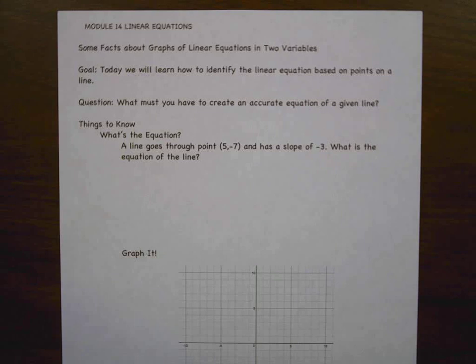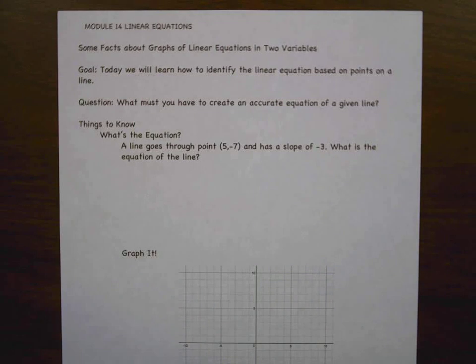All right, so we're talking about some things in the things to know section, and the first thing that it asks us to do is, what is the equation? The information that they give us is a line goes through a point at (5, -7), and it has a slope of -3. What is the equation of the line? So in order for us to figure out what the equation of the line is, there are many different ways that we can do that.